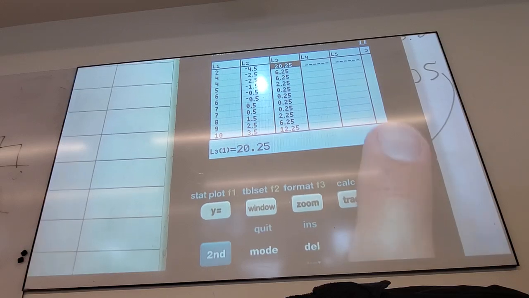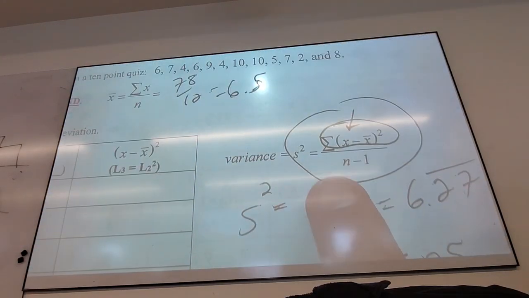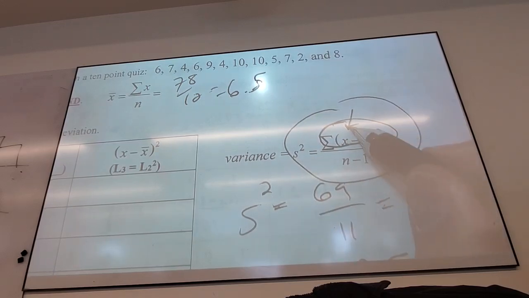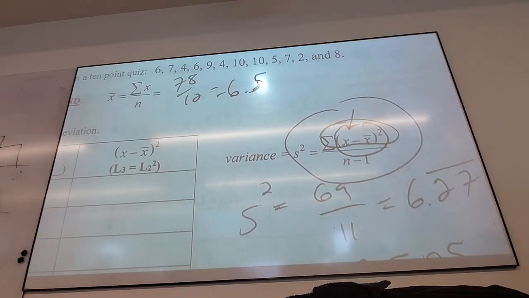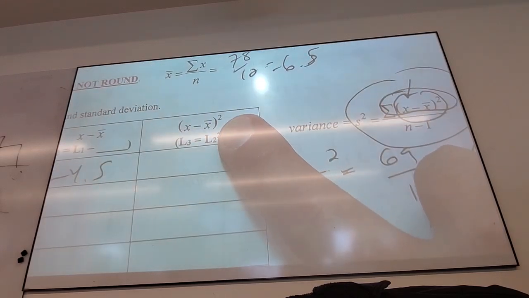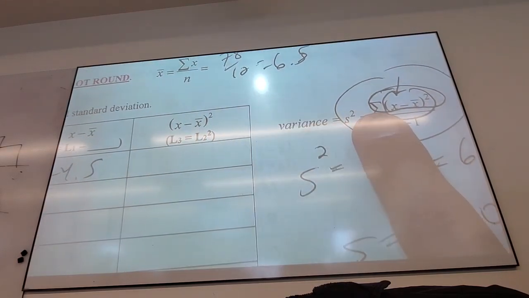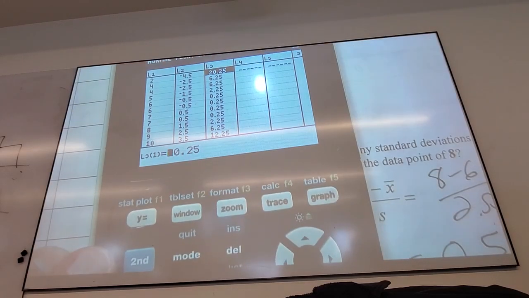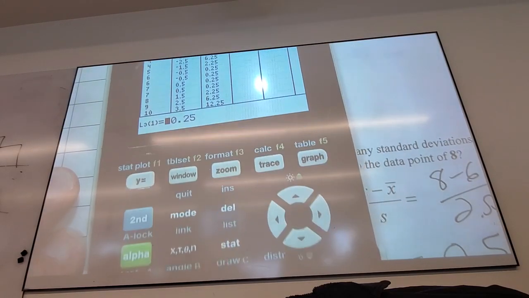What do I want to do now? What does my formula say that it needs? It needs the sum of these. Where are these? They're in list 3, correct? We built the table. List 3 has these guys, yes? So which list do I want to sum and put the number here? List 3. So I want to do something to my list, correct?